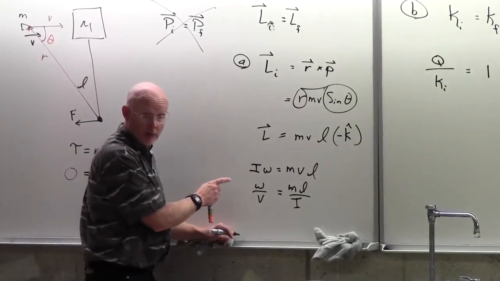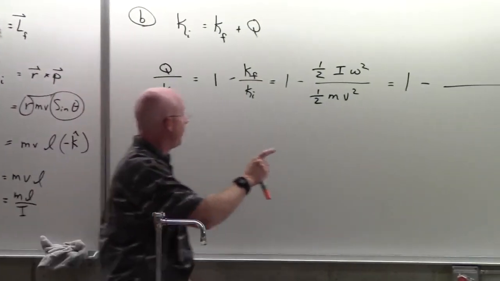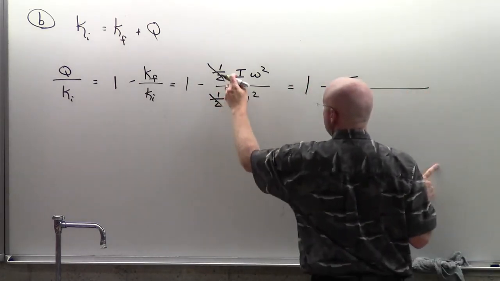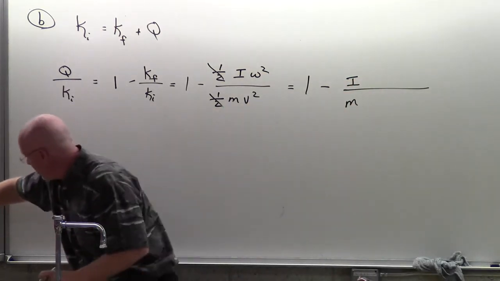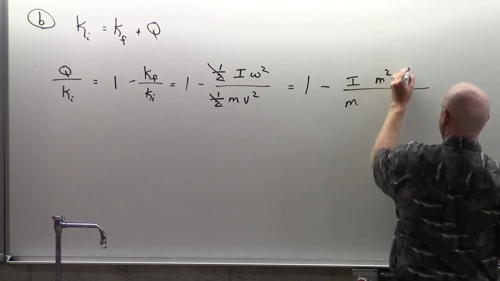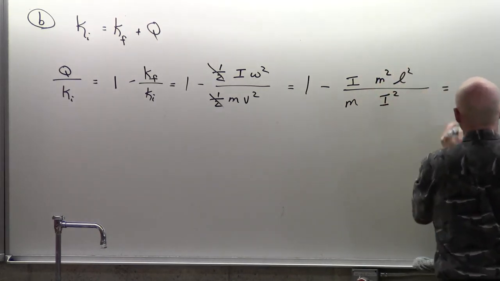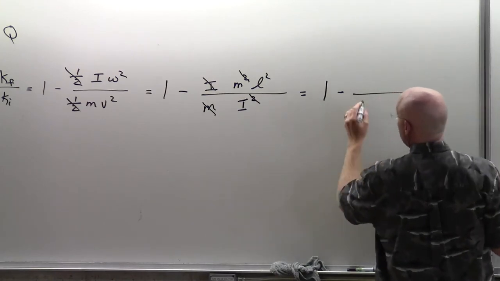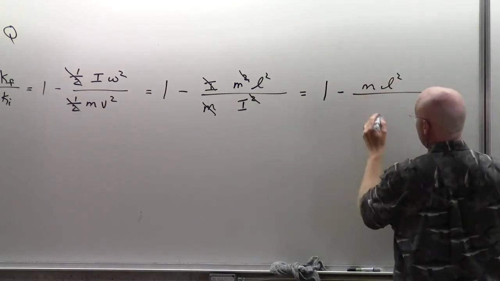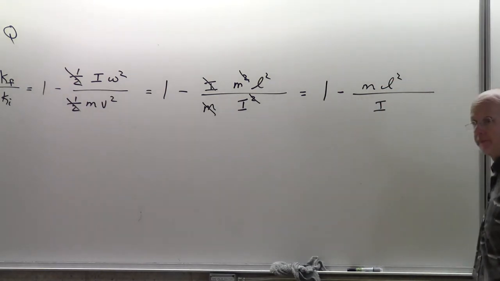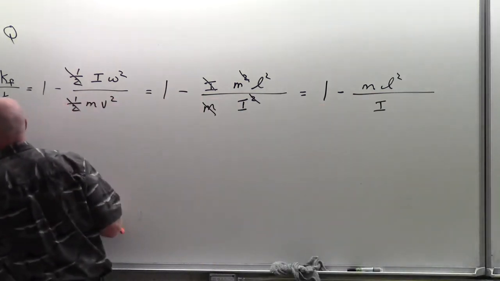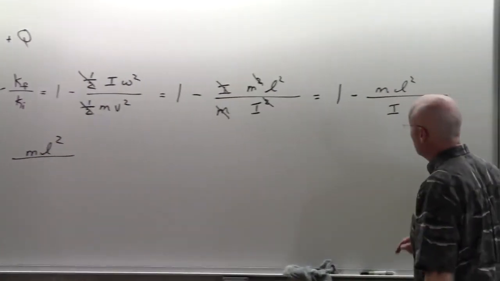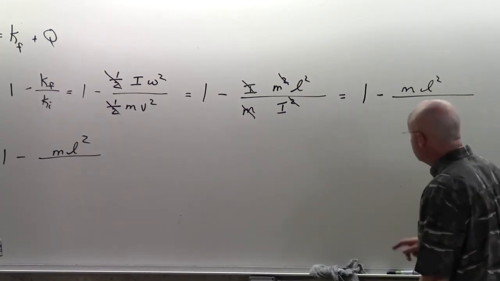I'm going to take this information that we got in part A and put it over here for part B, and in fact, I'll just cancel off the 1/2. But I have the I over the M here. The omega over v squared is that thing. And so this is an M squared, an L squared, and an I squared. A couple of things cancel. And so I now have an M, an L squared, and an I. I'll keep going with that. In the numerator, I have M L squared, and in the denominator, I have I.